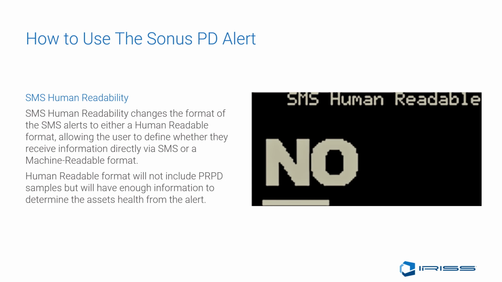SMS human readability changes the format of the SMS alerts to either a human readable format, allowing the user to define whether they receive information directly via SMS, or a machine readable format. Human readable format will not include PRPD samples, but will have enough information to determine the asset's health for the alert.